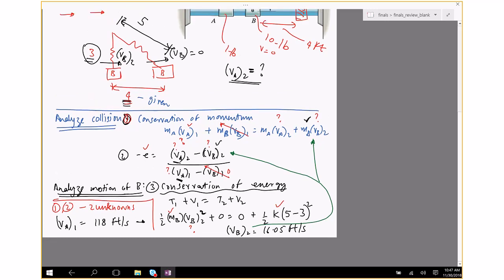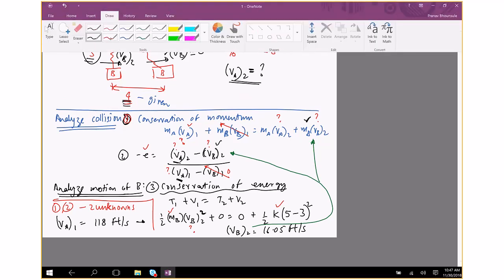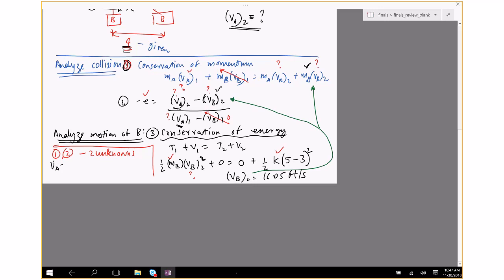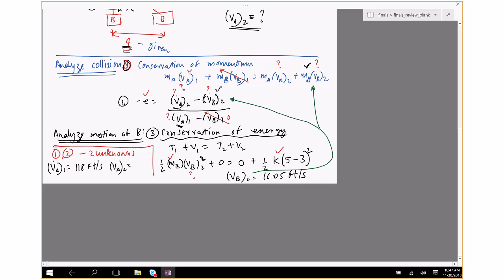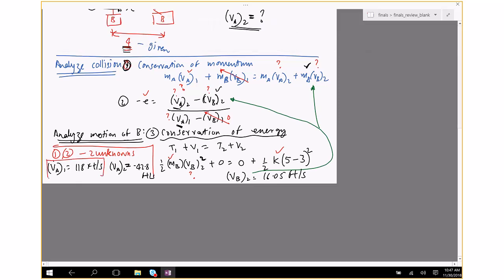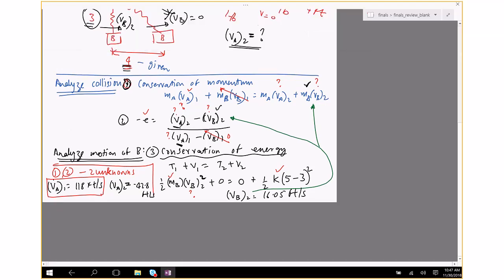And then there's one more thing in the question which is asking for the force. Hold on, let me write both things. VA1 is 118 feet per second. VA2, which can also be solved for, comes out to be negative 42.8 feet per second. So it's negative means it's going in the left direction, not to the right. Okay. However, we're asked to find VA1. The last part, and I'll let you go after this, is to find the force.